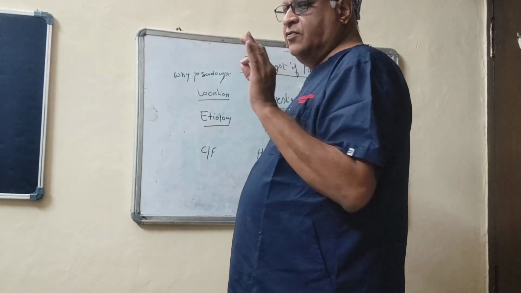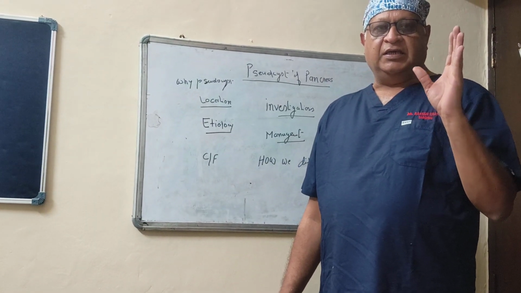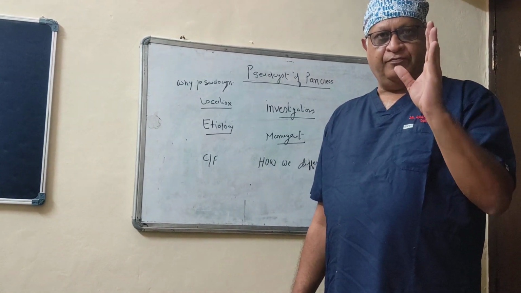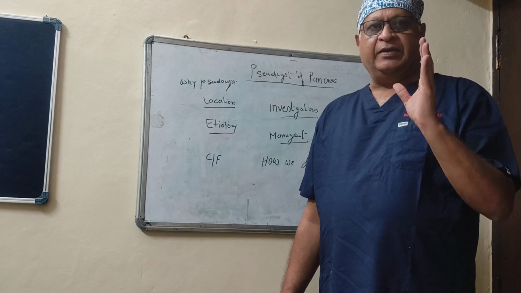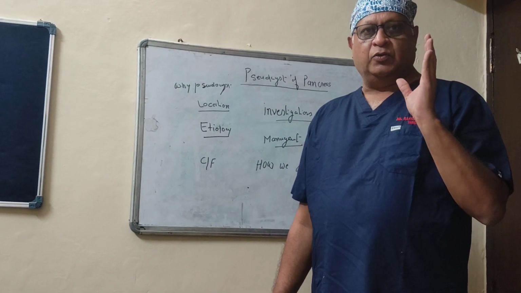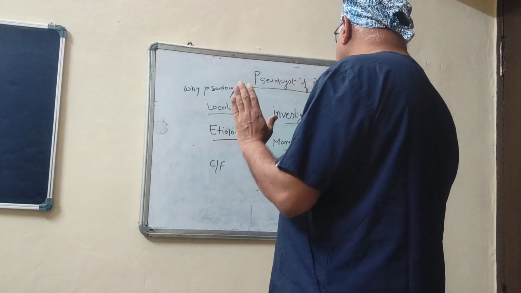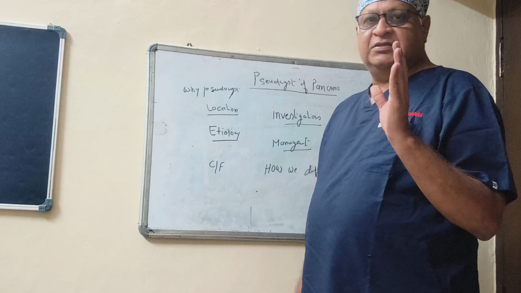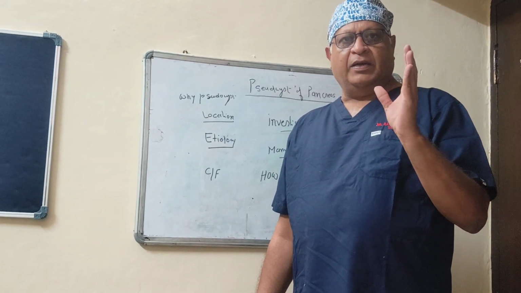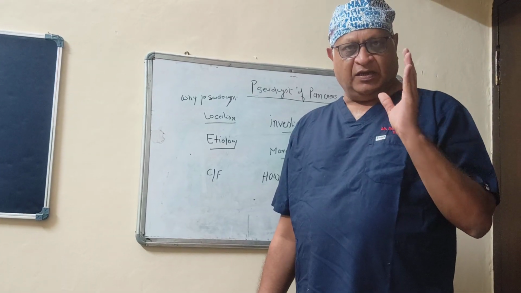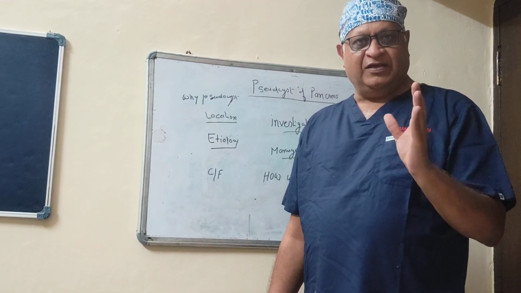What is the etiology? What is the cause of pseudocyst? It is a complication of acute pancreatitis or chronic pancreatitis, or any blunt trauma or penetrating trauma to the pancreas. As a complication of acute pancreatitis, there is a pancreatic fluid collection. Normally, in 40 to 50% of cases, it resolves spontaneously within 4 to 5 weeks.